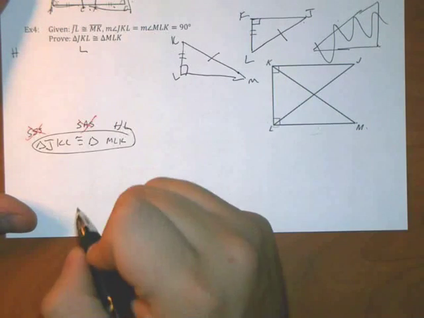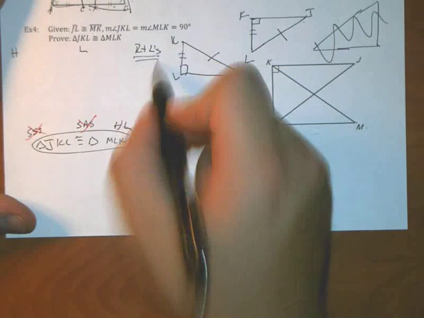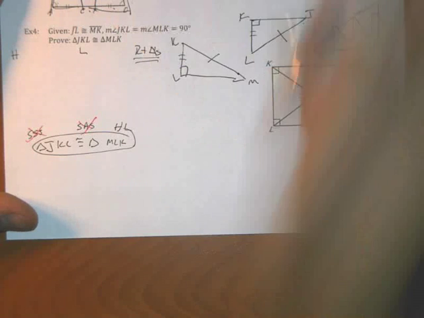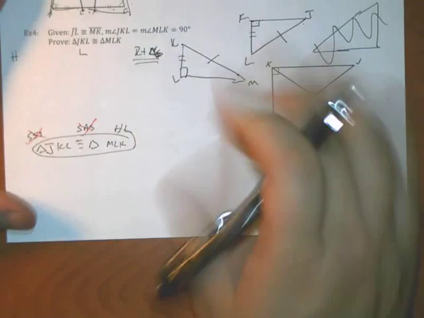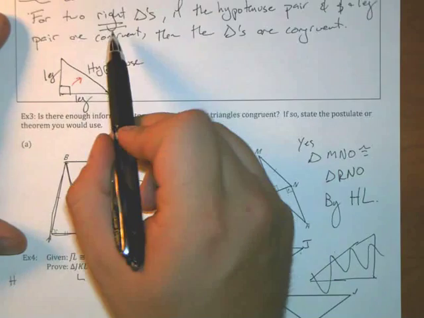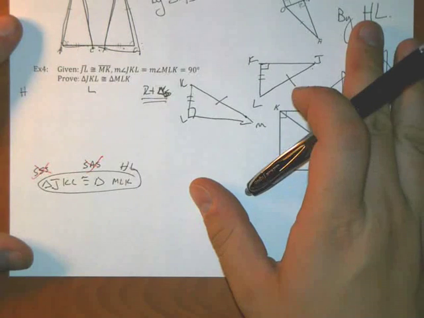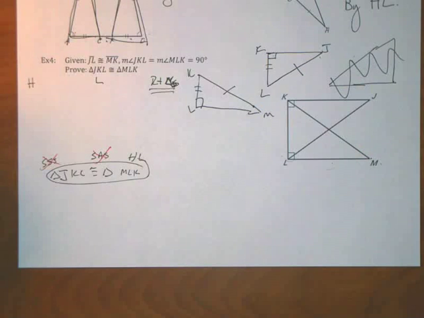To show hypotenuse leg, I need to show that the hypotenuse is congruent, that the leg is congruent, and also that we have right angles. This is important. Or more specifically, right triangles, because recall that the hypothesis of the theorem says that for two right triangles. So if we're going to use hypotenuse leg, we better explain why we have right triangles. And this is what trips people up. They kind of find this annoying.